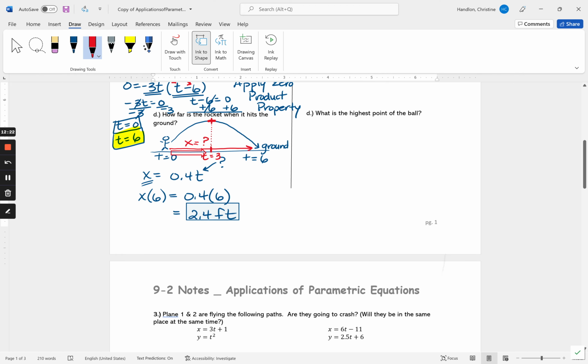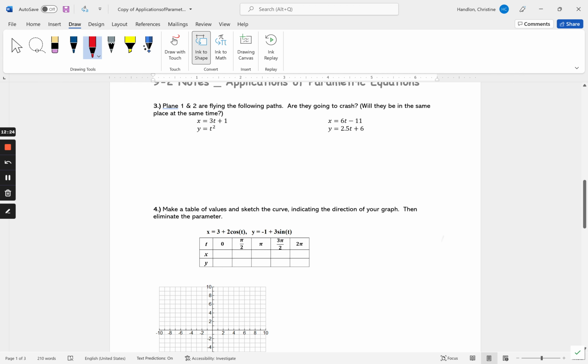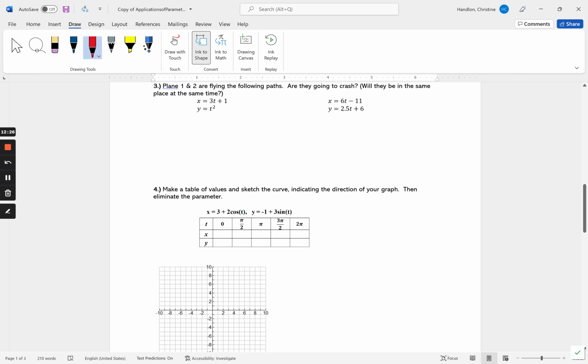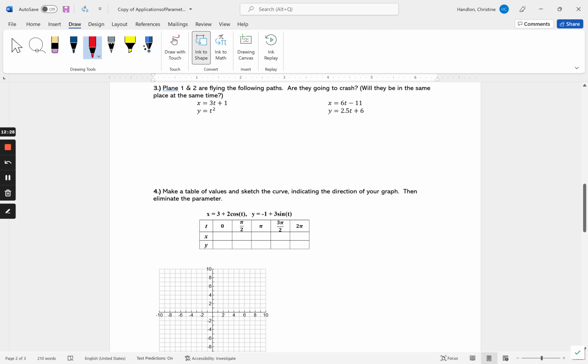Let us move on. Problem number 3. Now here we have two planes flying in opposite paths. Well, not opposite paths. They're following two separate paths. The question, and I apologize for it being such a morbid question, but will these planes crash? That's the question of the day here. Are planes 1 and 2 going to intersect, so to speak, if we want to apply this mathematical thinking?